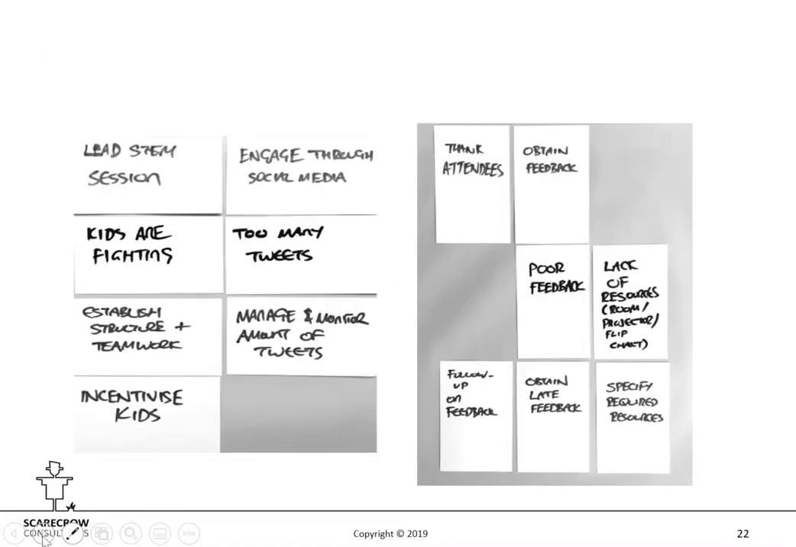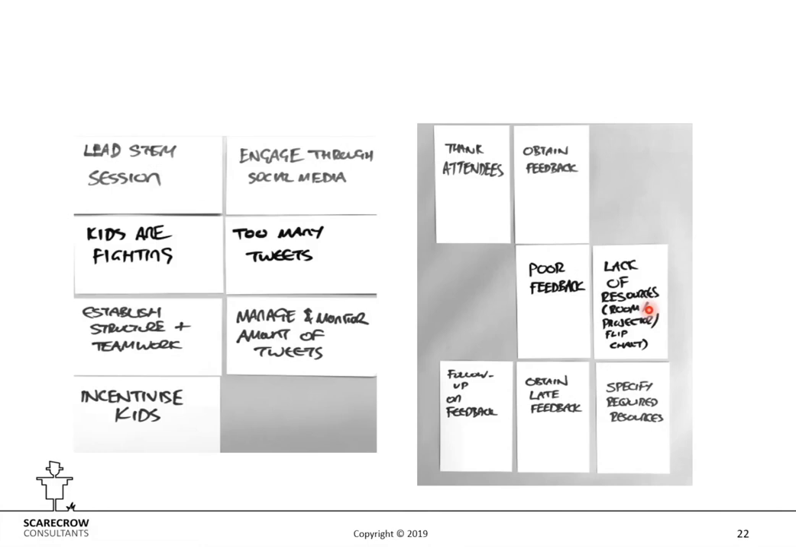And the idea is quite simple. We come up with a list of these things. So here we've got things like lead a STEM session. That's a positive thing. Engage through social media. What you can also see here, though, are some monkey wrenches. The kids are fighting. There's too many tweets. More positive things, incentivize the kids, and so on. And again, we can see things on here, thank attendees, obtain feedback. These are positive, enabling actions, but we can also see disruptors on here. What about if you get poor feedback? What about if there's no resources? So all these sorts of things are what we're trying to get people to do.